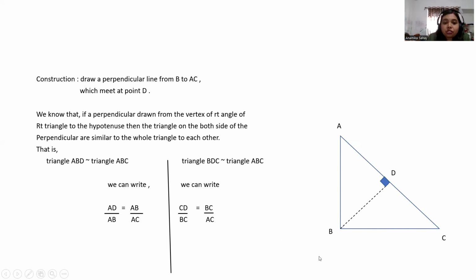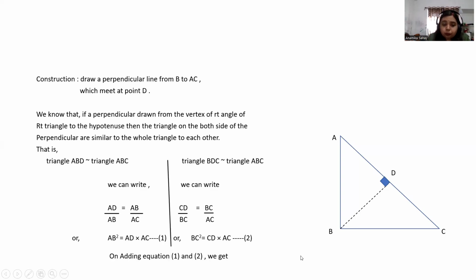Now we will solve this equation. AB square is equal to AD into AC, equation 1, and BC square is equal to CD into AC. Now we will add both the equations. What will we get? AB square plus BC square on the left hand side, and AD into AC plus CD into AC. Now we will take AC as common, leaving AD and CD. This one is AD, this one is CD.